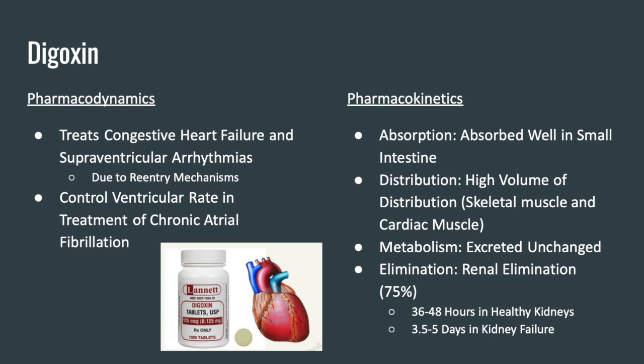Since the majority of digoxin is excreted renally, patients with renal failure will not be able to eliminate the digoxin. In normal functioning kidneys, the excretion rate should be 36 to 48 hours. However, in failing kidneys, the excretion can last anywhere from 3.5 to 5 days. This is the main pharmacokinetic issue with patients who have kidney and liver issues and are taking digoxin.